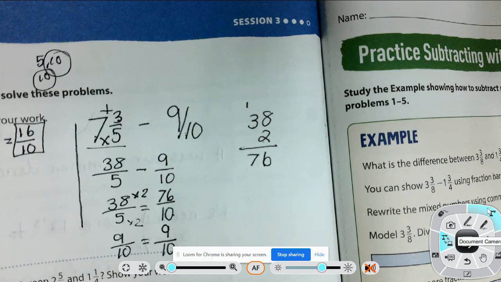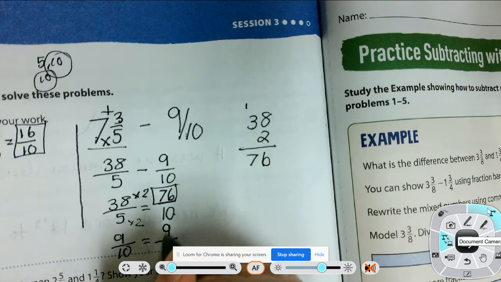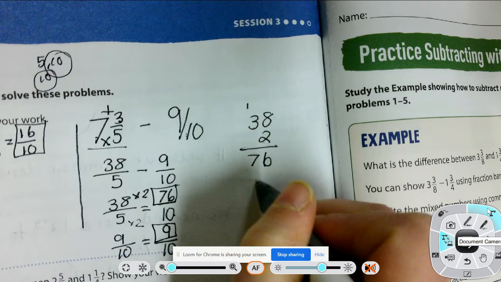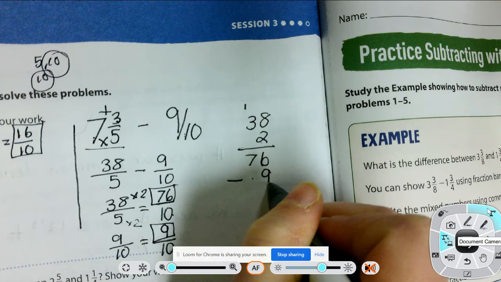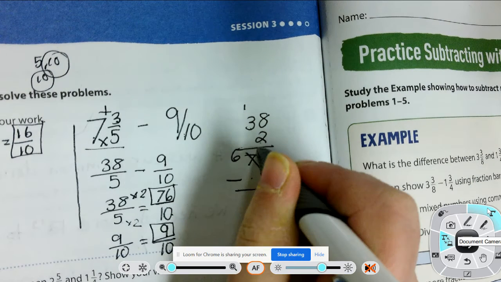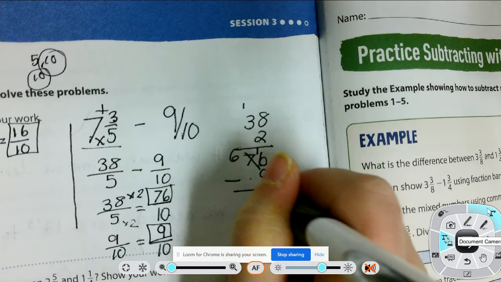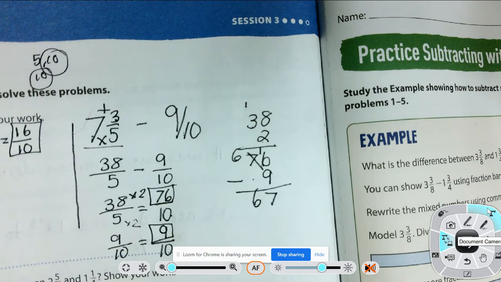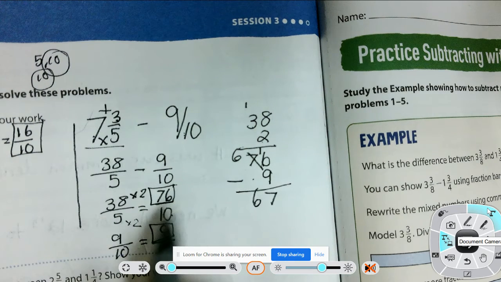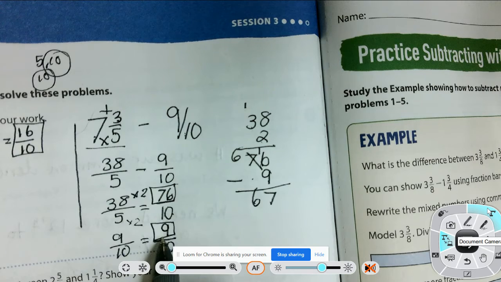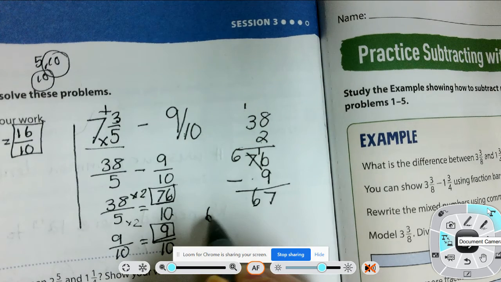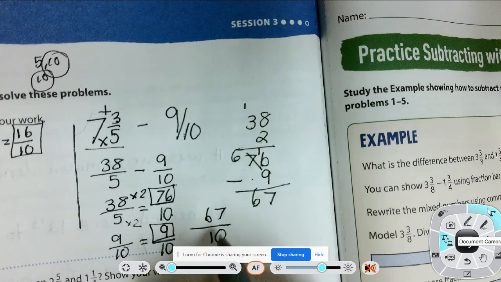Okay? Now you can do 76 minus 9. So I'm going to do minus my 9. That gives me 16, take away 9, which is 7, and 6. And I have 67 over 10. Okay? I did 76 minus 9 gives me 67. And I have my 10.